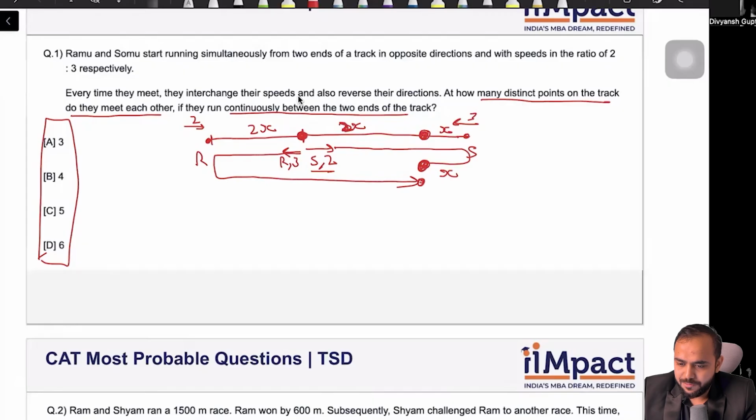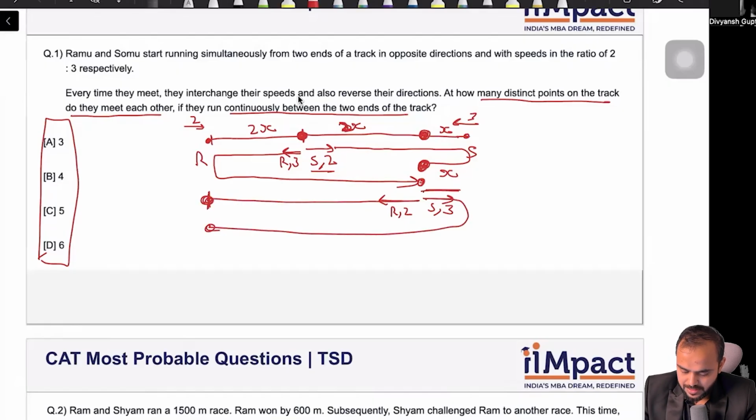now. Now, after this, Ramu will change direction. He'll move back towards left, and his speed will again be 2 times of the proportionate, and Somu's speed will be 3 times. Now, at this speed, Ramu should cover 4x and Somu should cover 6x. So that would put Ramu back at his starting point here, and Somu will cover this distance, which would be this x plus 5x, which is 6x. So this is also correct. So the third meeting point will be this point, which was Ramu's starting point.